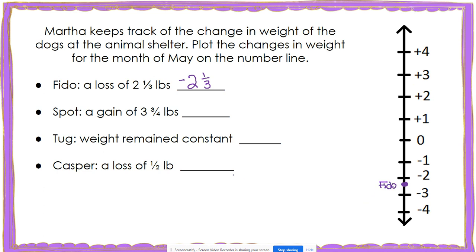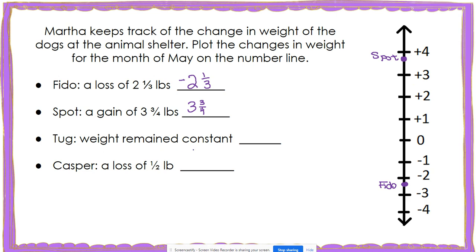I see that Spot had a gain of 3 3/4 pounds. Because he gained weight, we're going to use a positive 3 3/4 to represent this value. Because it is positive 3 3/4, I know that I would go up 3, but I wouldn't quite be there, so I would need to go up another 3/4. I know that 3/4 is more than half, so I would go up a little bit further, and it should be closer to 4 than it is to 3.